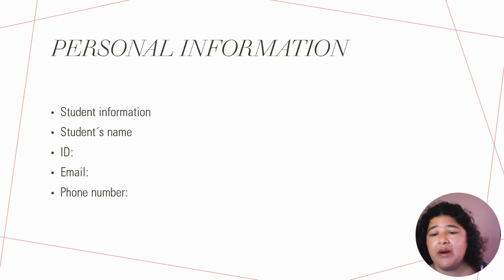The first part of the work plan is the personal information. Very easy to fill out this section. Just your information as a student. It could be your name, your national ID, your email, and the phone number where we can contact you.